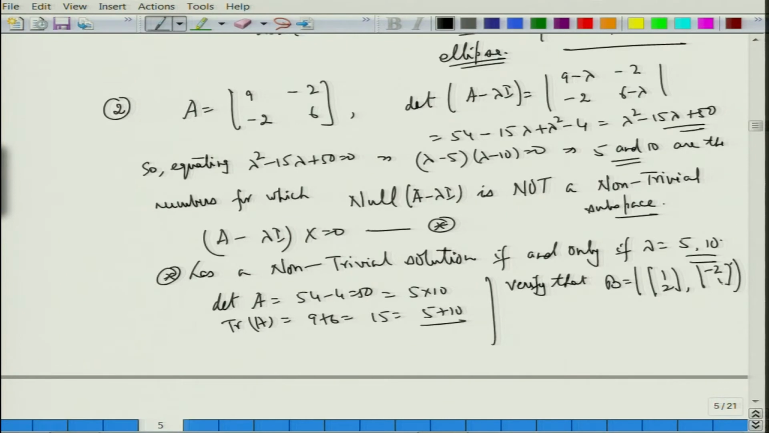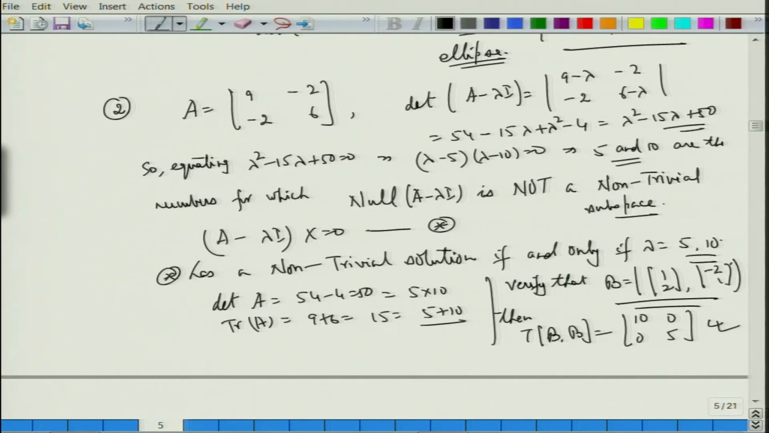All right. If I verify that, if I take B as this, then T, the way we defined earlier, T of BB will be equal to 10 here, 0 here, 0 here, 5 here. All right, so this is the way it will look.